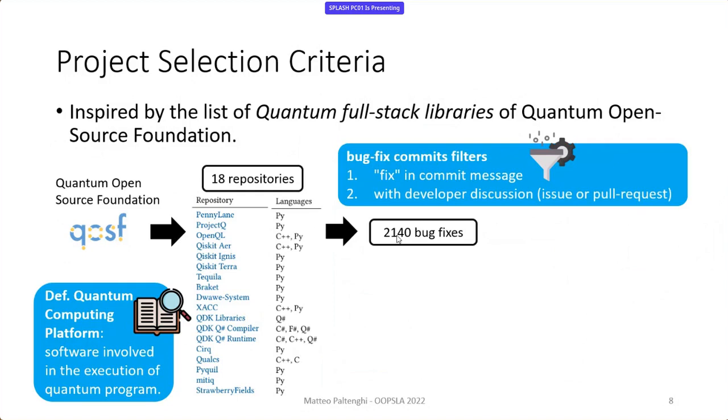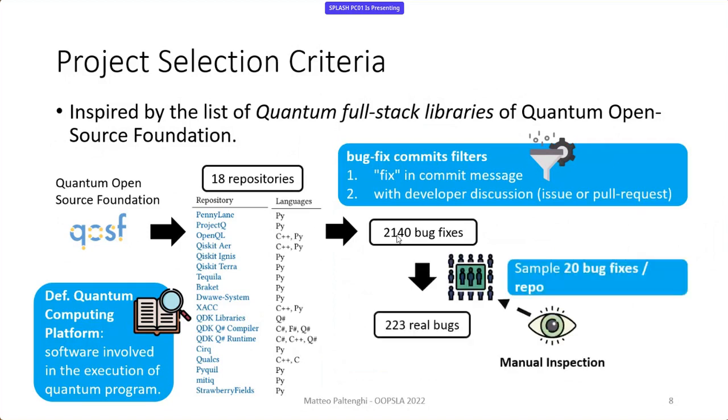And second, we also wanted to have a deeper understanding of what was going on for these specific bugs that we were inspecting. Therefore, we required a related issue or pull request to better explain the root cause of the bug or how to fix it, for example. From this pool of possible bug fixes to inspect, we sampled 20 for each of these 18 repositories, and we manually inspected them. We came up with more than 200 real bugs to include in our study. So our study is based on these 223 real bugs.